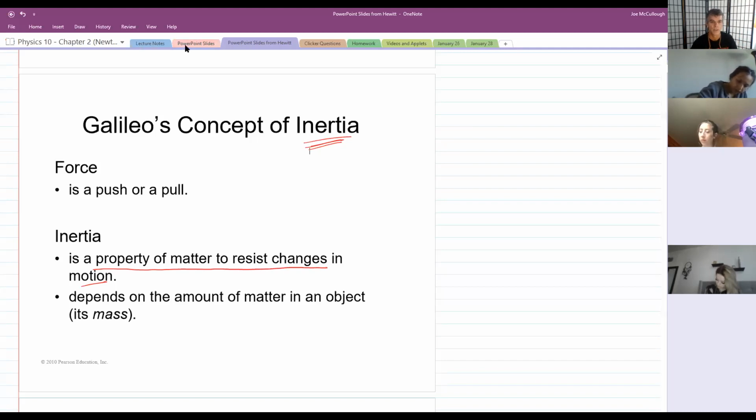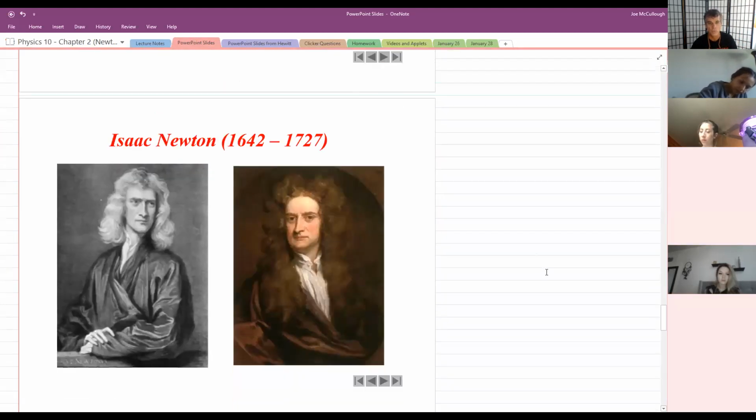Now, Newton was the first person to formalize this and then develop the mathematics to actually describe it. We're going to be studying Newton's laws in the next few weeks. Newton was really the very first person to pull all of this together.